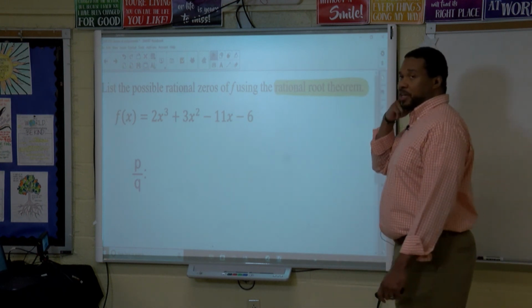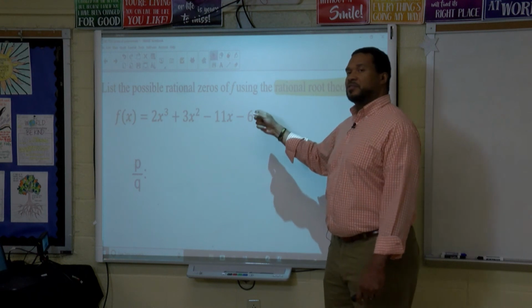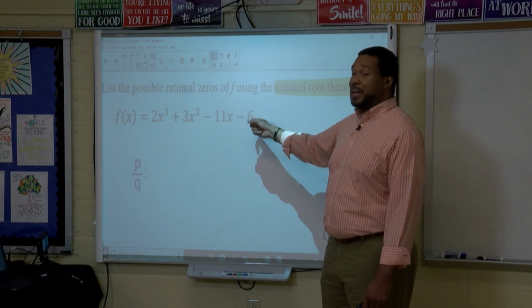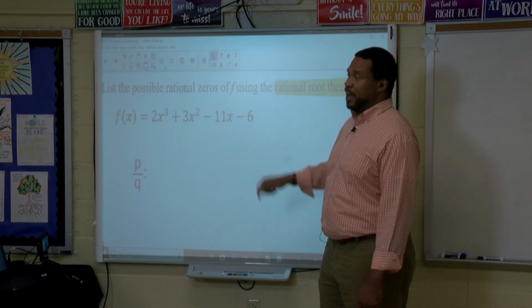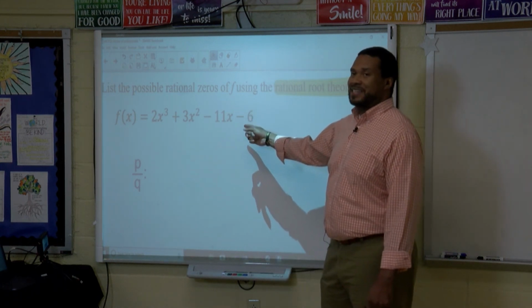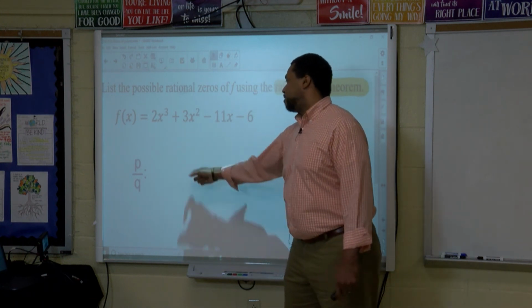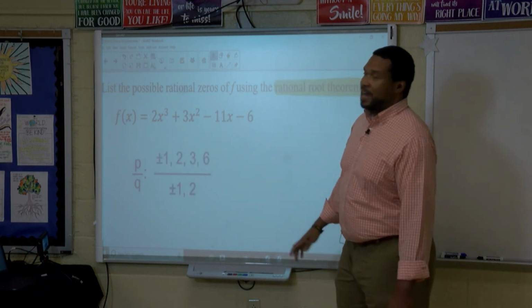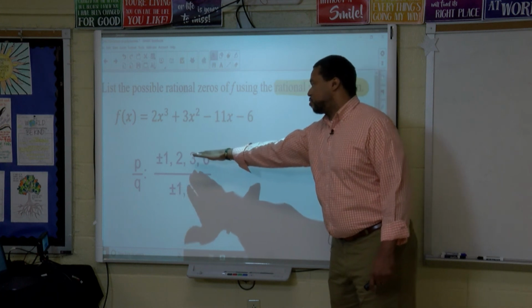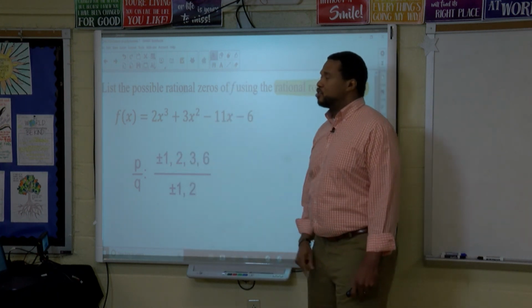We talked last week about the rational root theorem being the ratio of the factors of the constant term to the factors of the leading coefficient. So the factors of 6 over the factors of 2, positive and negative. So these are our factors of 6: 1, 2, 3, and 6, plus or minus, and our factors of 2: 1 and 2, plus or minus.